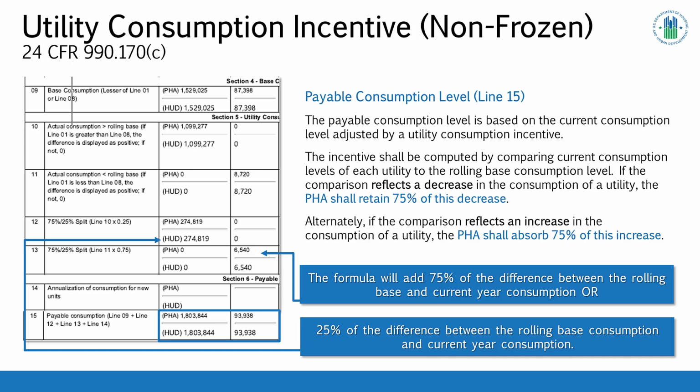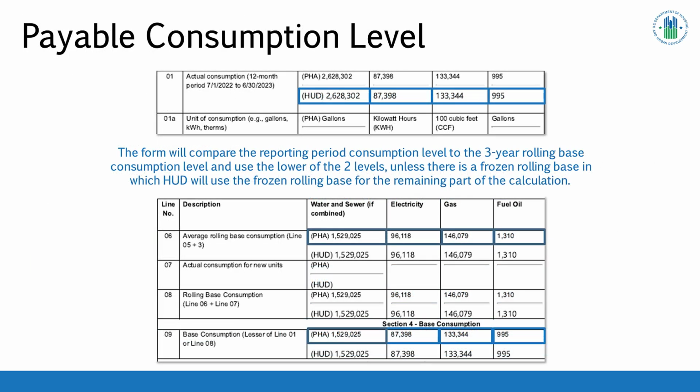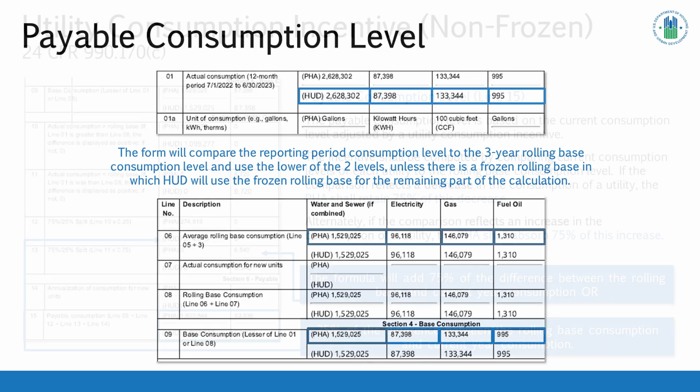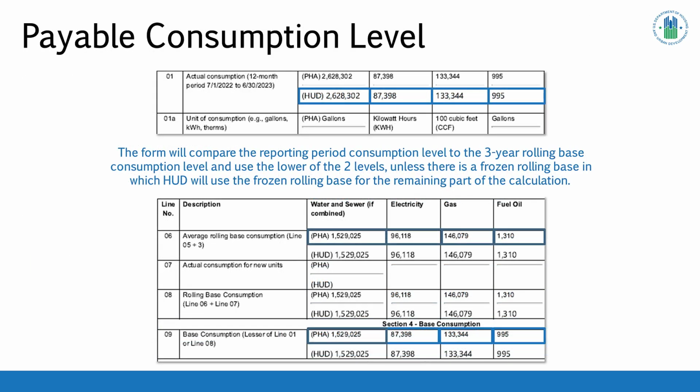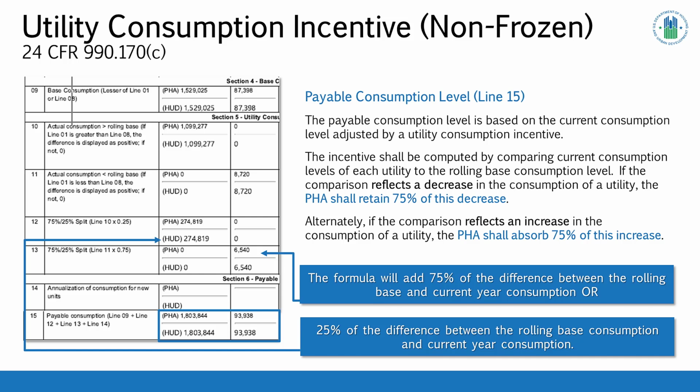The next step is to apply that utility consumption incentive. Let's go back to this slide over here. We got 2.6 versus 1.5. HUD's going to fund us 1.5 plus 25% of the difference because our reporting period consumption is much more than the 3-year rolling base. But when we take a look at the 87,398 versus the 96, since the reporting period is less than the 3-year rolling base, they're going to fund us on the lower, the 87, plus 75% of the difference, because the housing authority did a good job of reducing costs.